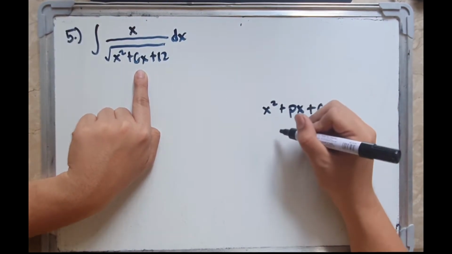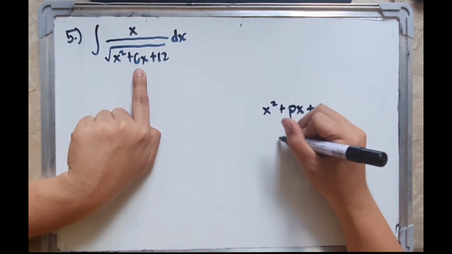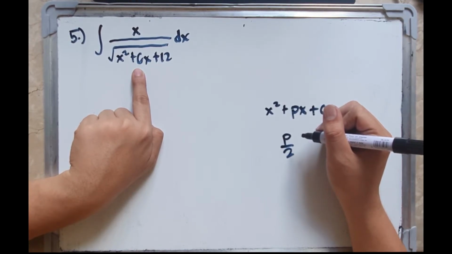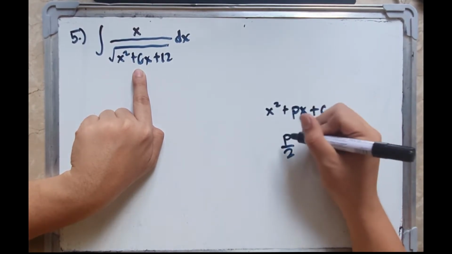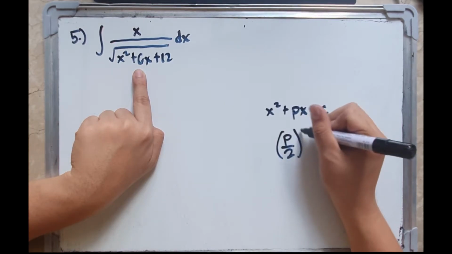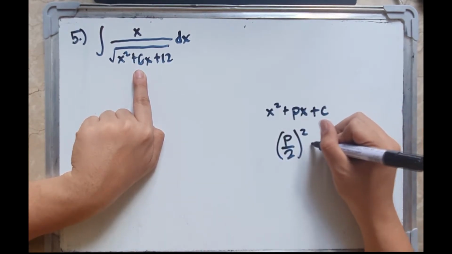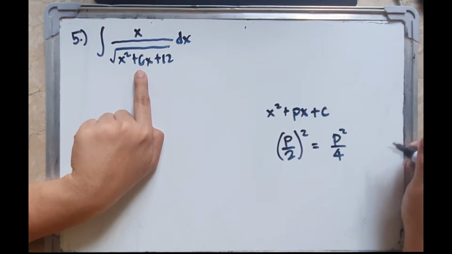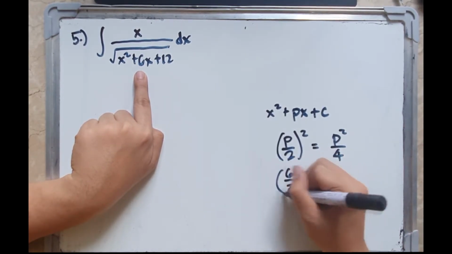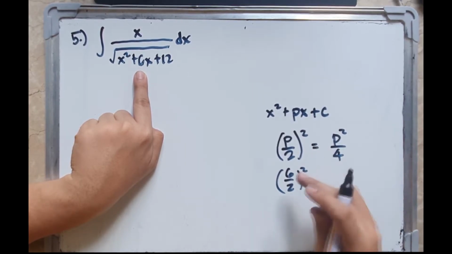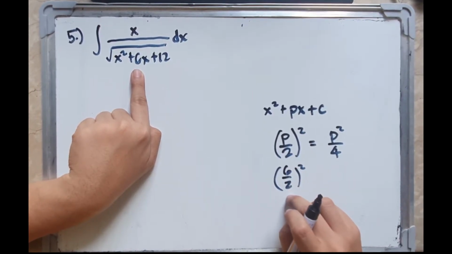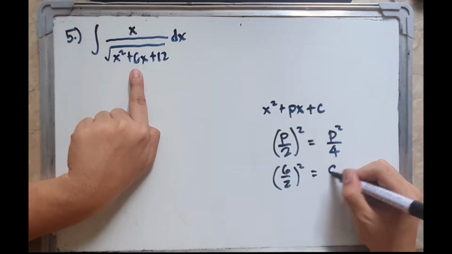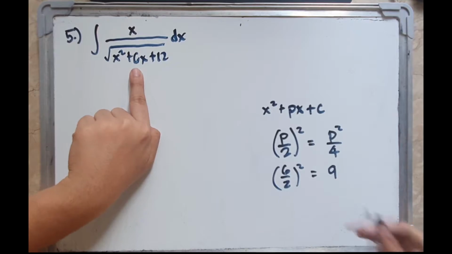So we assign p, we remove 6. P will be divided with 2. 6 will be divided with 2. So that is 3. And we're going to square our p over 2. So this will be equivalent to p squared over 4. So in our case, 6 divided by 2 squared. 6 divided by 2, that is 3. 3 squared, we now have 9. So what shall we do?